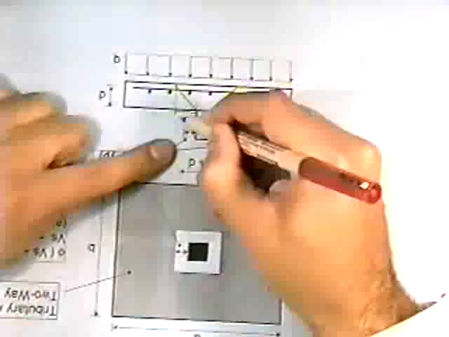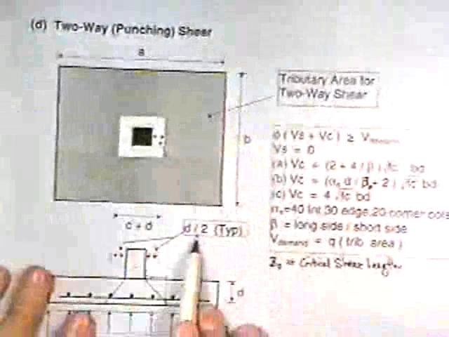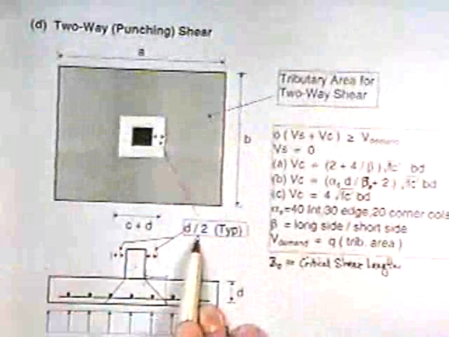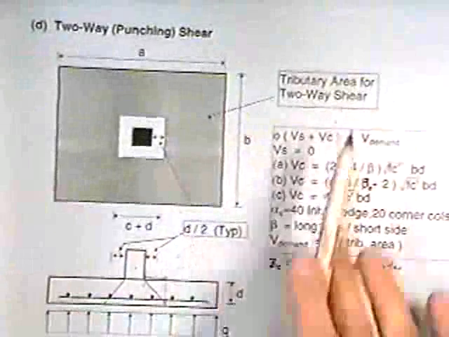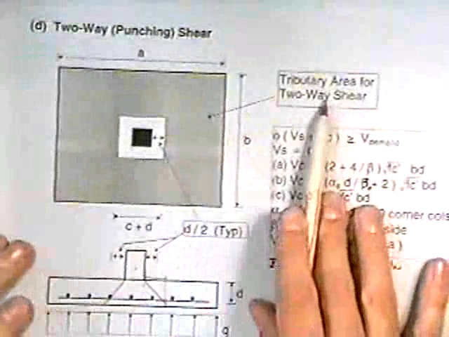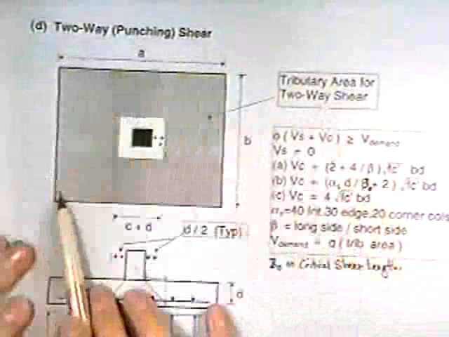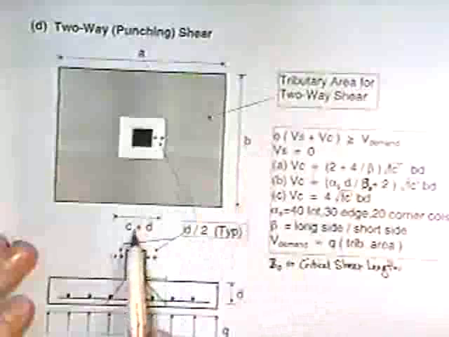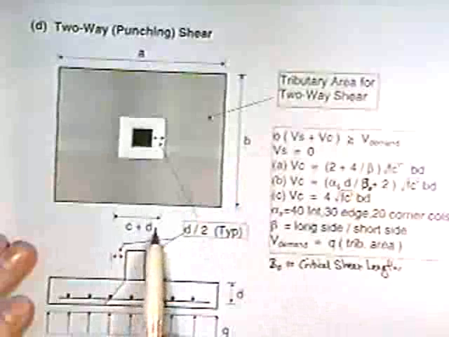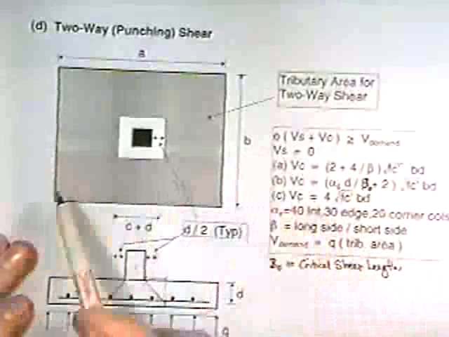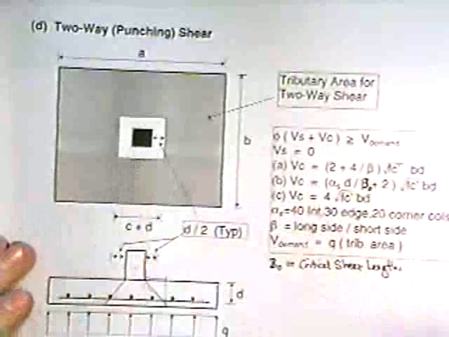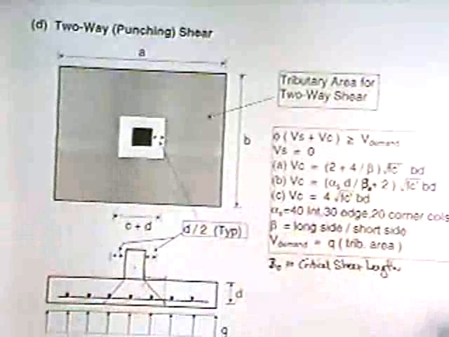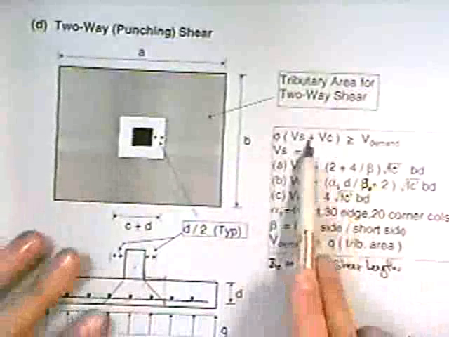From here to here, what they say in the code is a distance of D over 2. For one-way shear it was D, for two-way shear it's D over 2. So the tributary area for two-way shear is the shaded area, which is A times B minus this distance here, which is C plus D squared. C being the column width. That's correct. And again, same thing applies for two-way shear.